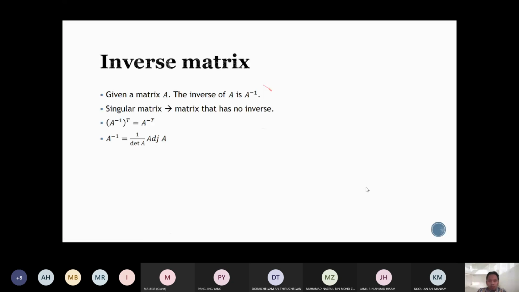Okay, so now we look at how to inverse a matrix. Given a matrix A, the inverse of A, we can write as A power of minus 1. Not all matrices have an inverse. Some matrices don't have an inverse. If a matrix has no inverse, we call it a singular matrix.